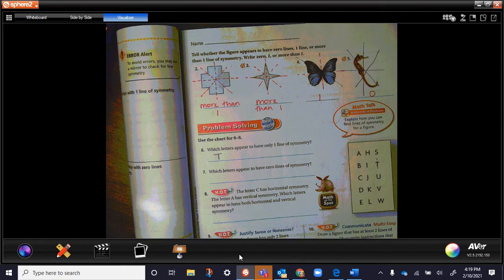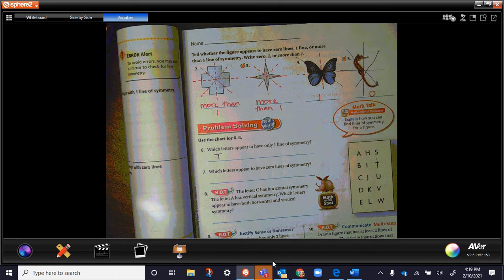Think about what's going to be included, and what would qualify as a line of symmetry, and you have to test vertical, horizontal, and diagonal. So use your notes in your notebook and try all that out.